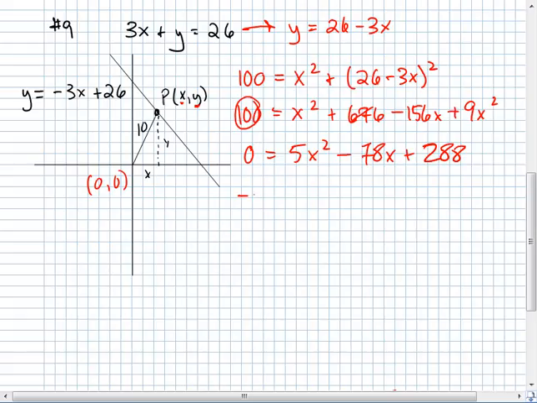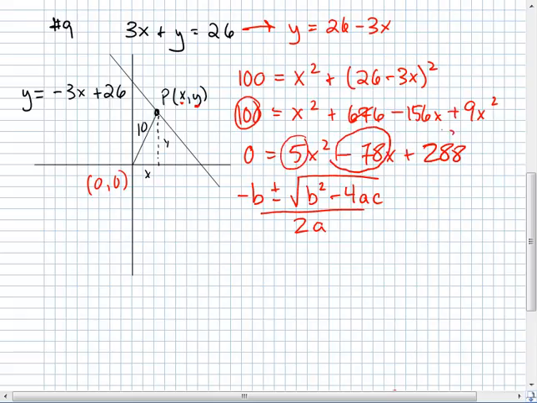That's negative b plus or minus the square root of b squared minus 4ac, all over 2a. This is a, this is b, and this is c. If you plug all that into the equation and you don't get it, trust me, you made a mistake. But you get negative of negative 78, plus or minus 18, over 10. Go ahead and plug the numbers in. You'll see I'm right. Now, I'm going to get two different answers.